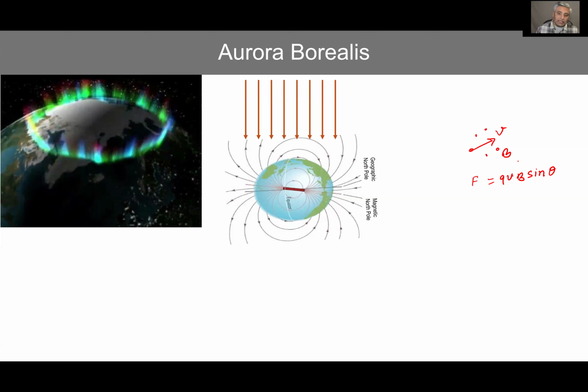So last class we did a problem where protons were entering Earth's magnetic field, and we calculated how much force they experience and what's the direction of the force that's acting, right? So that's what we did. So basically, that's what happens. These charged particles are entering the Earth's magnetic field, and the charged particles originate from the sun.